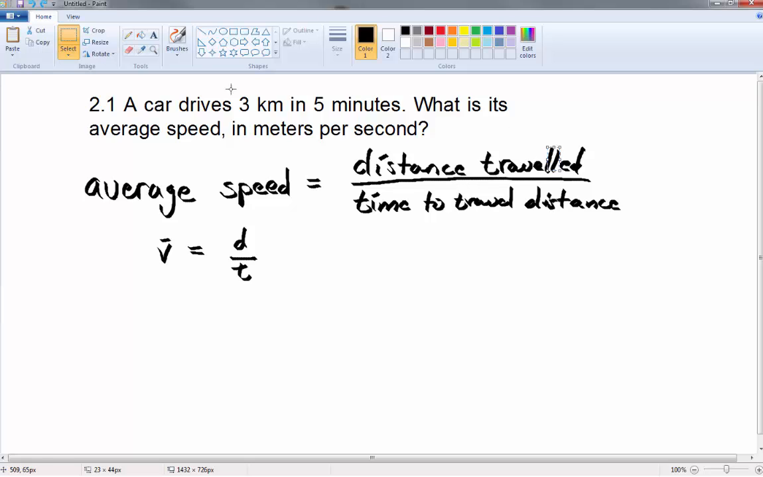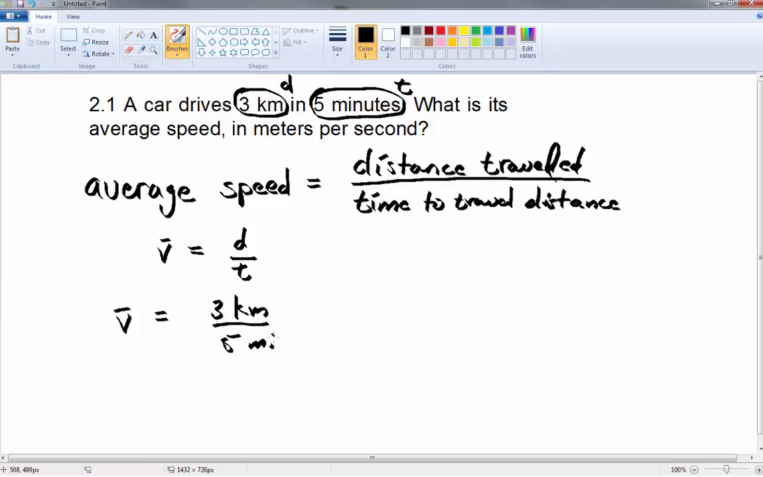So what we need here is the distance which is traveled, represented by this 3 kilometers. So d is 3 kilometers, t is 5 minutes. So we can write v is 3 kilometers divided by 5 minutes. You throw that into your calculator, and what you end up getting is 0.6 kilometers per minute. Now, this example asks specifically for the speed in meters per second. So we need to convert this into meters per second.